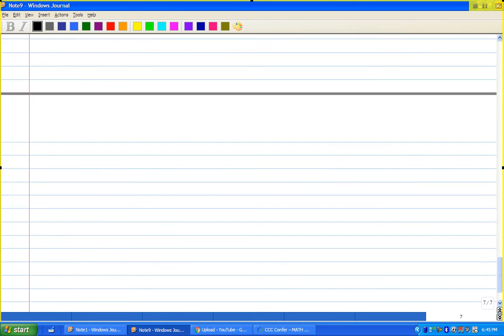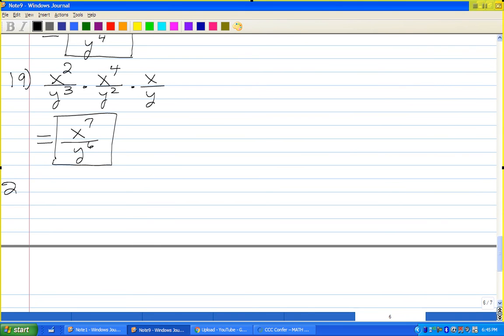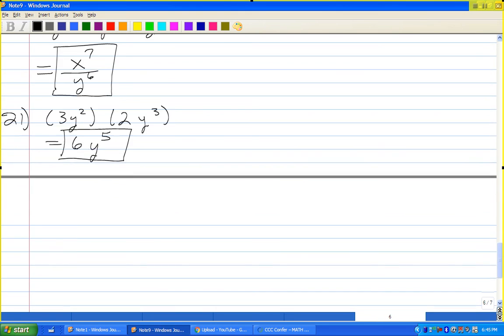Let me do problem 21. 3y squared times 2y cubed. Let me multiply. 3 times 2 is 6. I have the same base y, and I'm multiplying, so let me add exponents. 2 plus 3 is 5. So 6y to the fifth. Let me do problem 23.